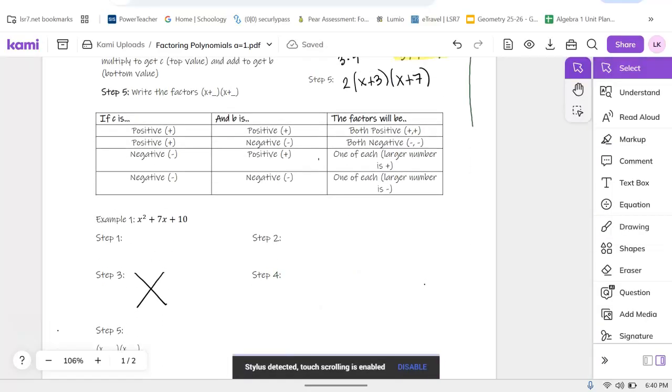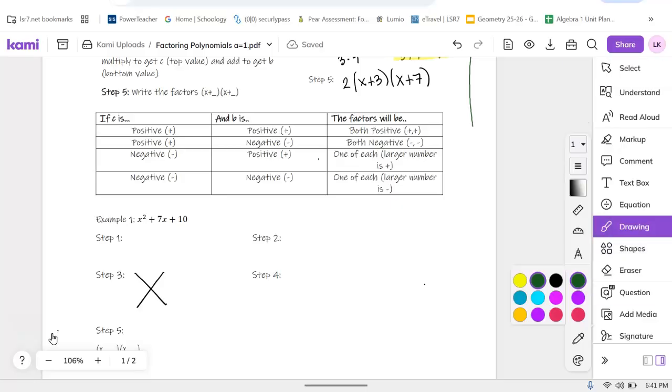is that if c is positive and b is positive, then both your factors will be positive. If c is positive and b is negative, then both factors will be negative. If c is negative and b is positive, one of each. So the larger number will be positive, the smaller number will be negative. And then if c is negative and b is negative, the factors will be one of each, where the larger number is negative.